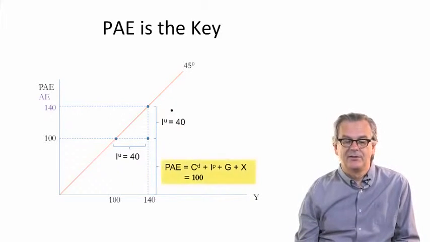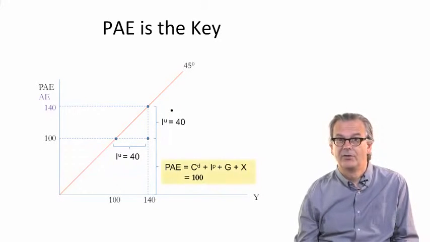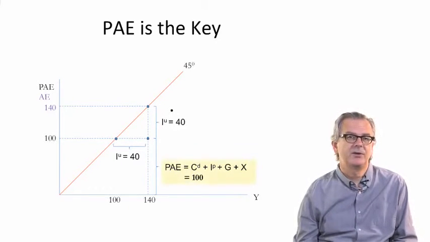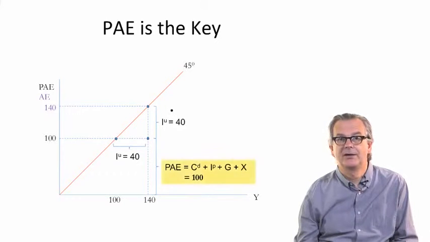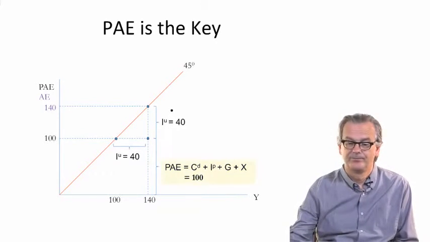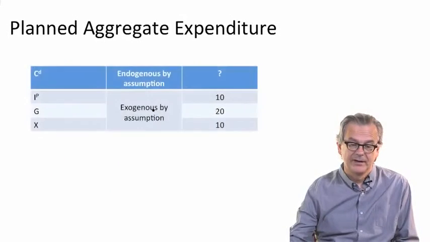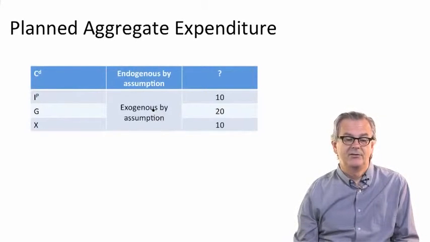Planned aggregate expenditure, therefore, is going to be the absolute key to this. Equilibrium is going to require firms' production plans to be equivalent to the expenditure plans of the four sectors of the economy. And we're going to be spending a lot of our time, therefore, talking about planned aggregate expenditure. So let's begin, and I'm going to do it in the following way. I'm going to divide planned aggregate expenditure across the expenditure plans of the four sectors.